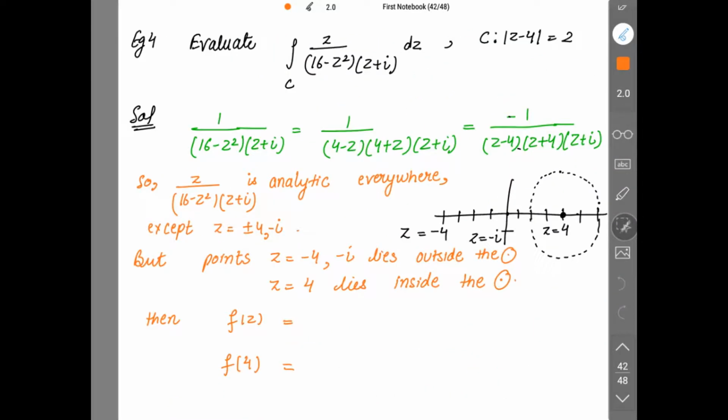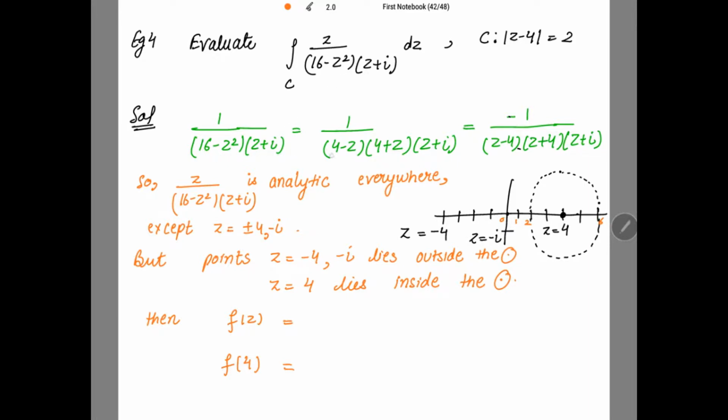Next, evaluate this integral where your circle is centered at 4 having the radius 2. So I have drawn this circle which is centered at 4 and having the radius as 2 units. From this side, this is 0, this is 1, this is 2. From this side it will be up to 6. So now check the points.